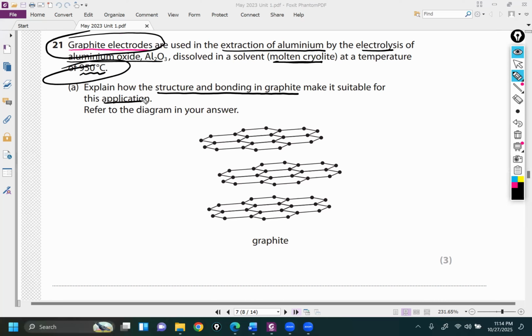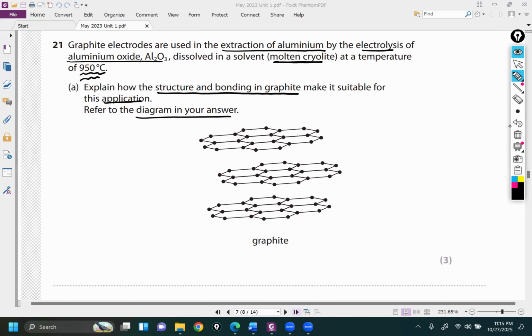Now we will link graphite, why it is used as an electrode and how it can work at this high temperature. So these 2 points are here on which you will focus and you will explain your answer. Refer to the diagram in your answer. Yes, you must refer to the diagram, otherwise you will easily lose 1 mark.